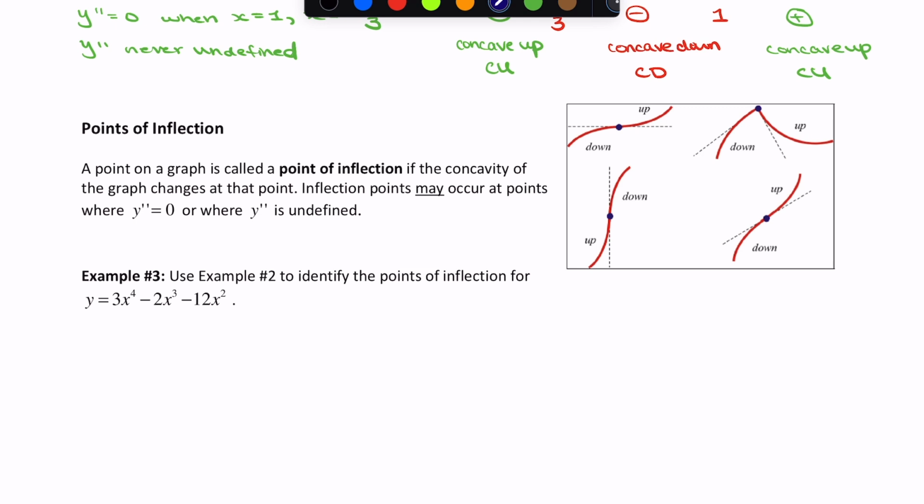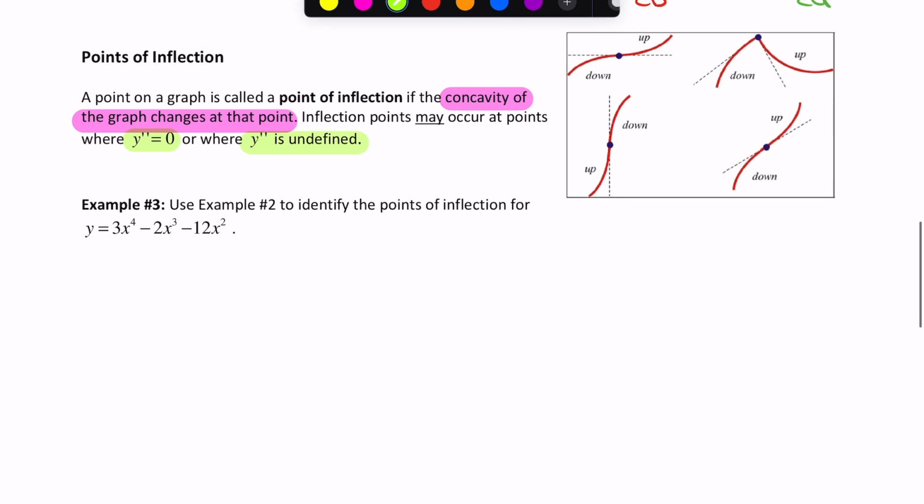So here, when we look at points of inflection, a point on a graph is called a point of inflection if the concavity of the graph changes at that point. Inflection points may occur at points where y double prime is 0 or y double prime is undefined. So here it says use example 2 to identify the points of inflection for y is equal to 3x to the power 4 minus 2x to the power 3 minus 12x squared.